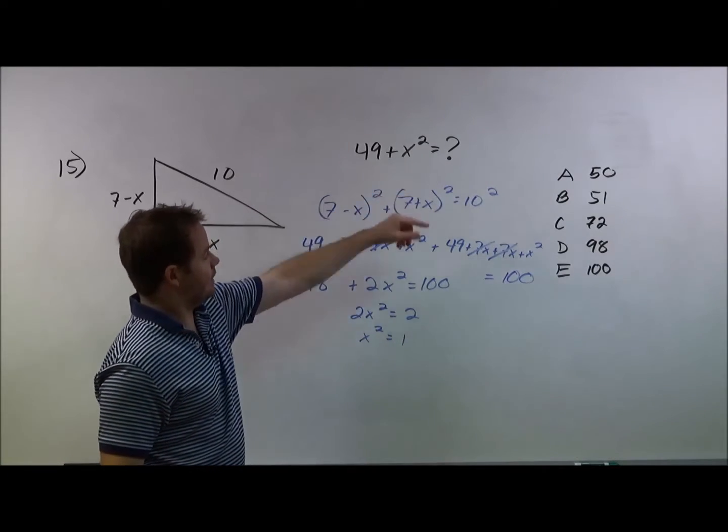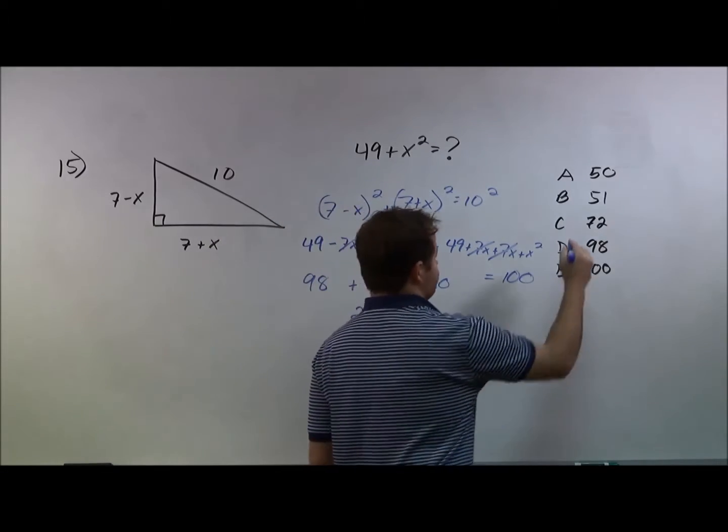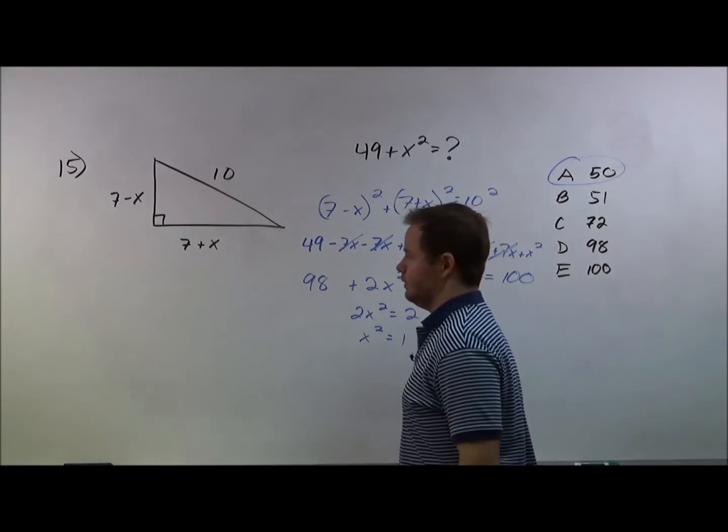And we can plug that in up here. If x squared equals 1, we have 49 plus 1, which gives us a value of 50.